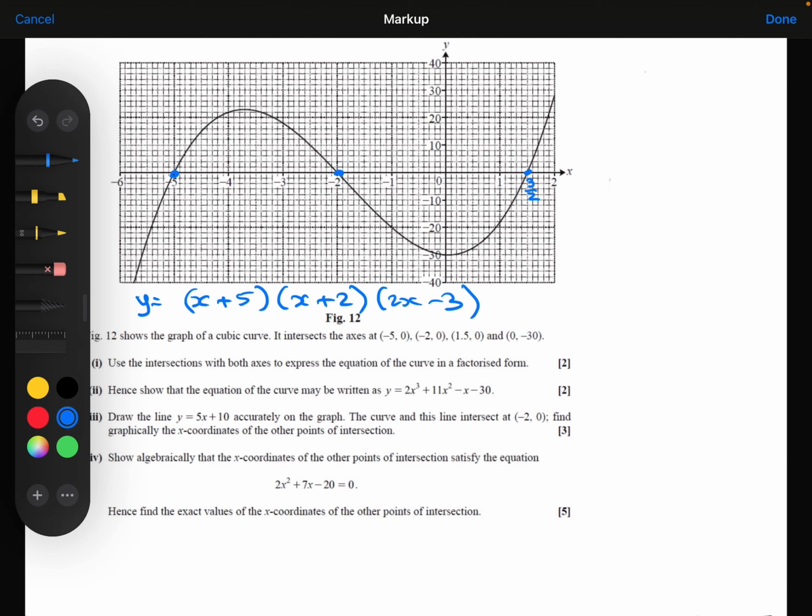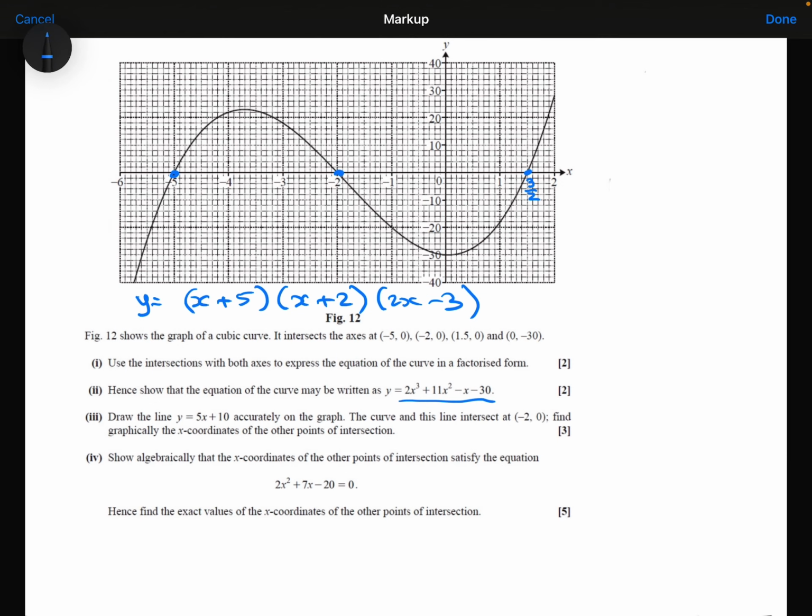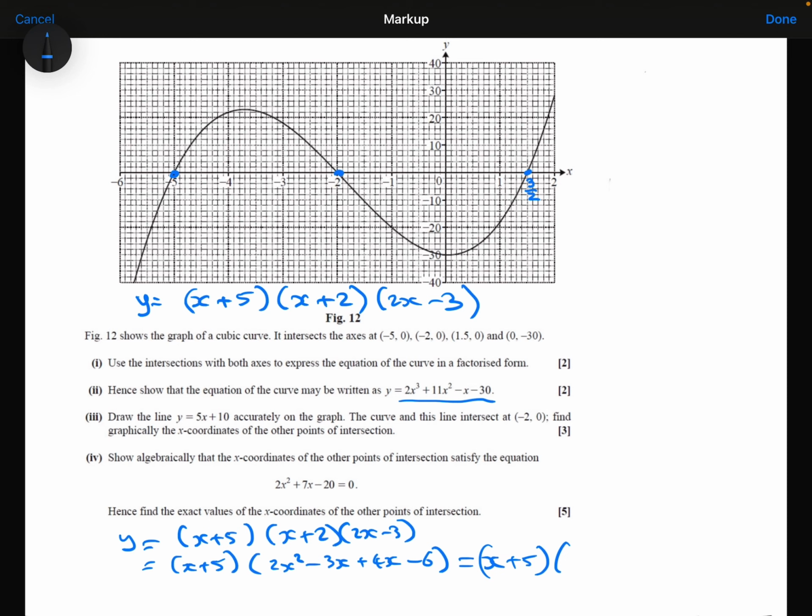I now need to show that that can be written like this. So I need to expand those brackets. Let's do that. I'm first going to expand the x plus 2 and the 2x minus 3. You can do this in any order you wish. So the x times the 2x is 2x squared. The x times the minus 3 is minus 3x. The 2 times the 2x is 4x. The 2 times the minus 3 is minus 6. Collecting up those like terms, the minus 3x plus 4x is x.